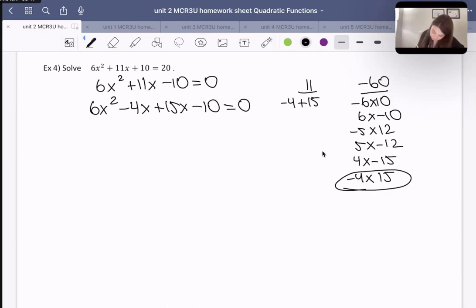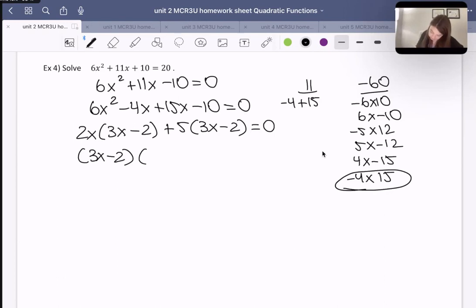So for my first two terms, 6x squared and minus 4x, the greatest common factor is 2x. So I'll factor out a 2x, and we'll get 3x minus 2. And for 15x and negative 10, the greatest common factor is 5. So 5 times 3x minus 2 equals 0. Now I'm going to common factor out the 3x minus 2 from both places. So we end up with 3x minus 2 times 2x plus 5 equals 0.